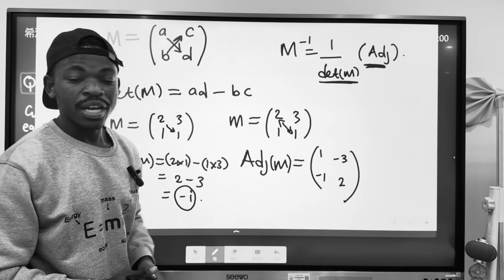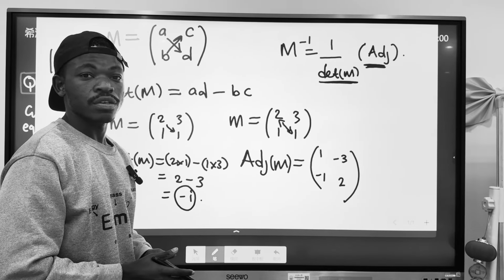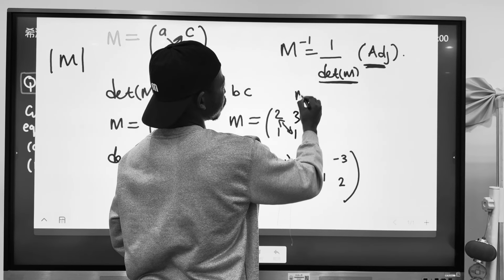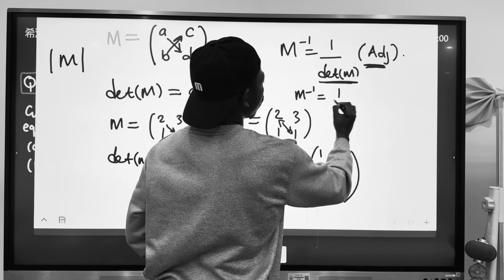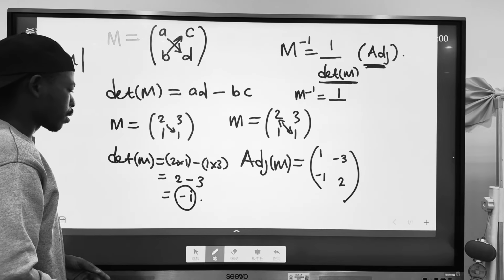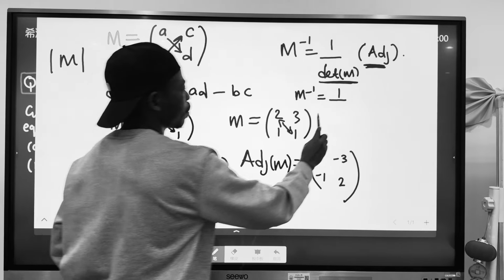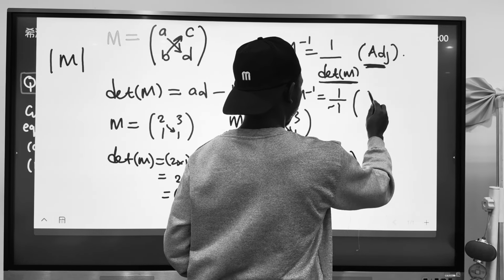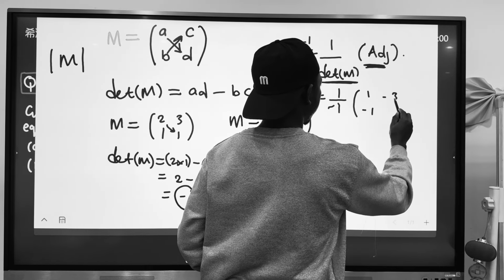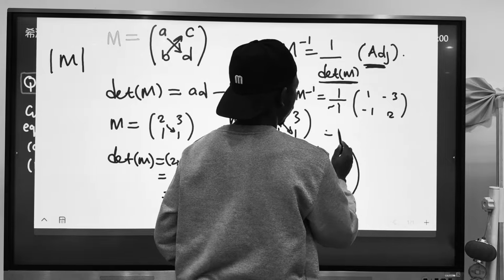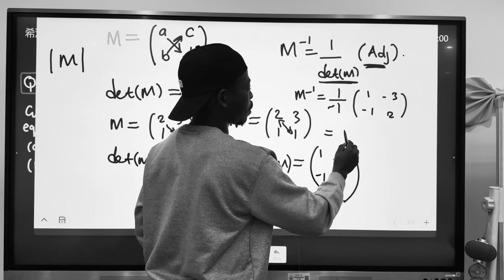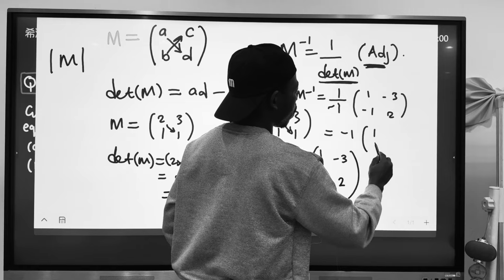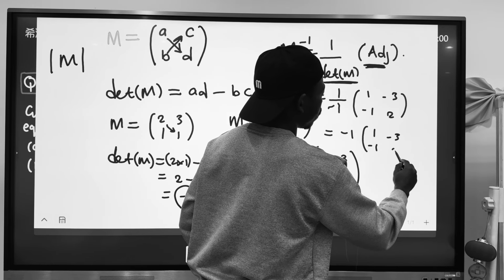Then to finish up, you want to find the inverse of the matrix. So the inverse will be equal to 1 over the determinant of this matrix. We saw the determinant was -1, multiplied by the adjoint of this matrix, which is 1, -1, -3, 2. Of course, 1 divided by -1 is -1, multiplied by 1, -1, -3, 2.